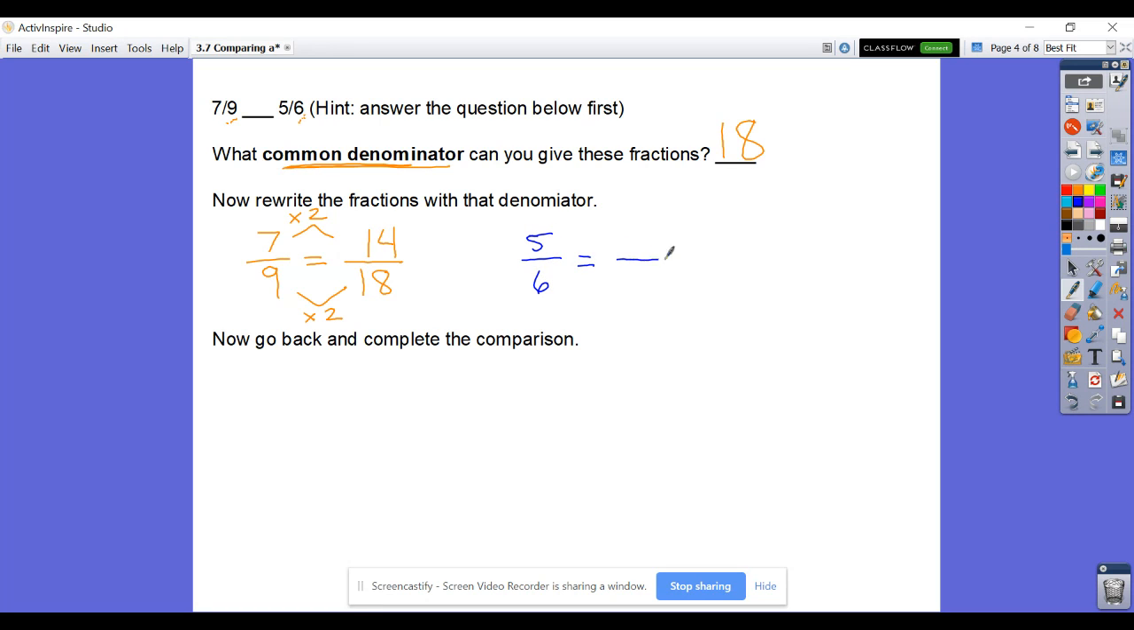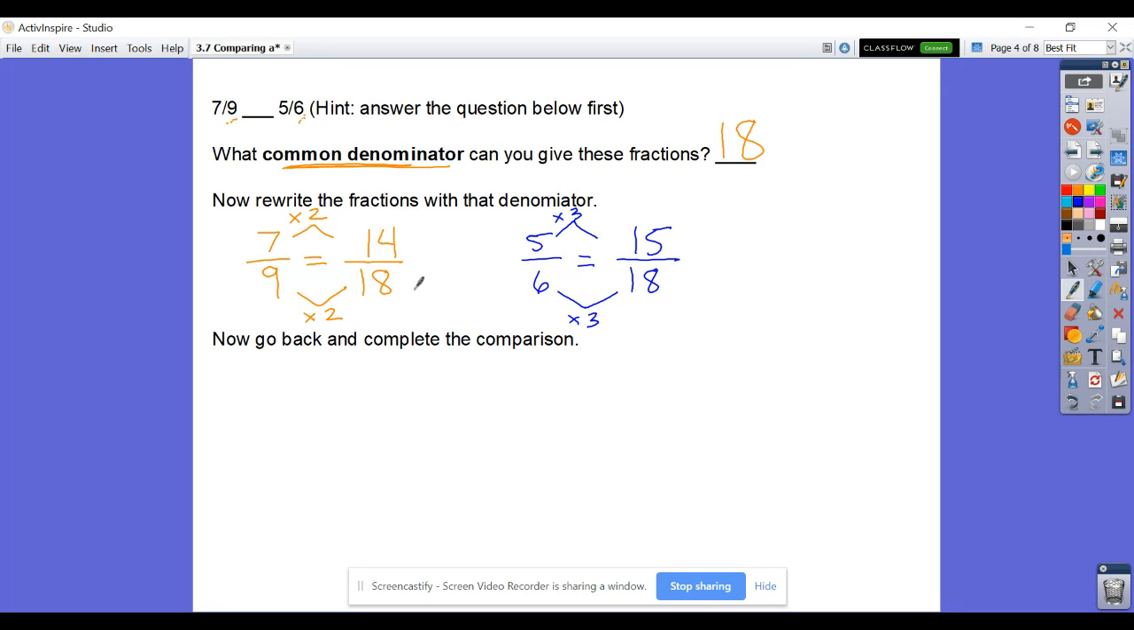I want to change that into 18ths. So I have to ask myself, 6 times what equals 18? 6 times 3. And whatever I multiply in the denominator, I also have to multiply by in the numerator. 5 times 3 is 15. Woo, these were really close.